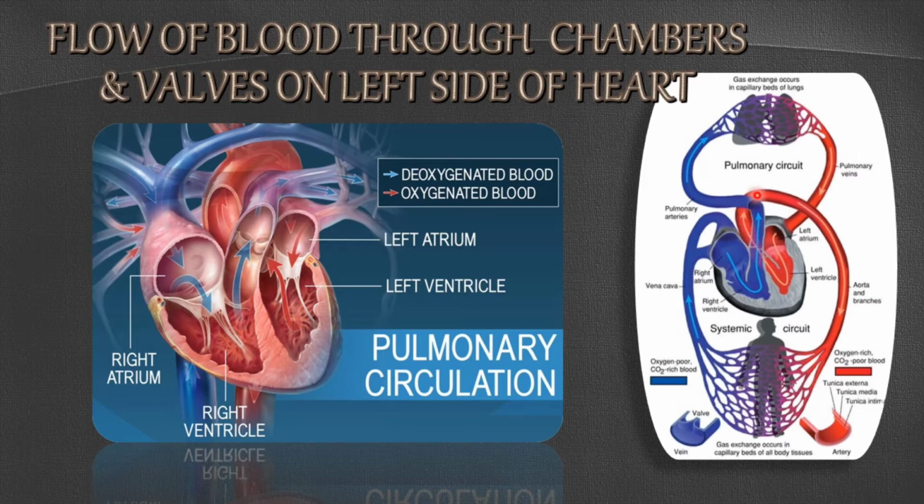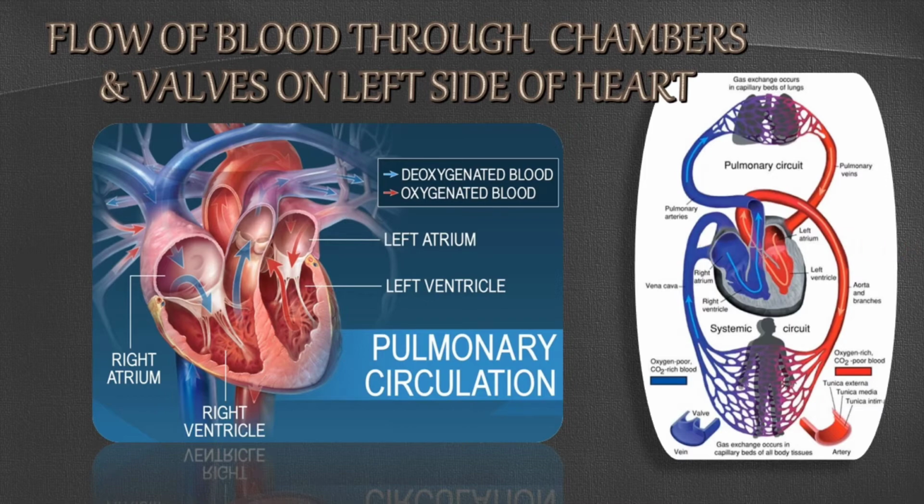Ascending aorta, then arch of aorta, then thoracic aorta or descending aorta, abdominal aorta, then lower limb. So throughout the body, and also from the arch of aorta the major vessels emerge which supply the head and neck, upper limb and thorax. So this is how the flow of the blood occurs on the left side and as well as on the right side.